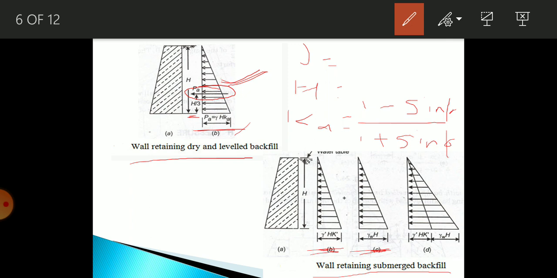So this is the equivalent diagram D. It is the equivalent diagram, where at the base there will be the summation of the lateral pressure diagram base due to soil and the lateral pressure diagram base due to water.